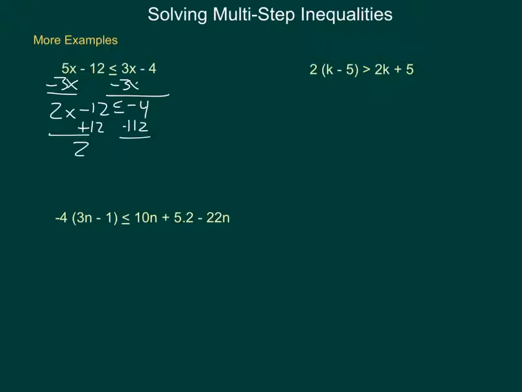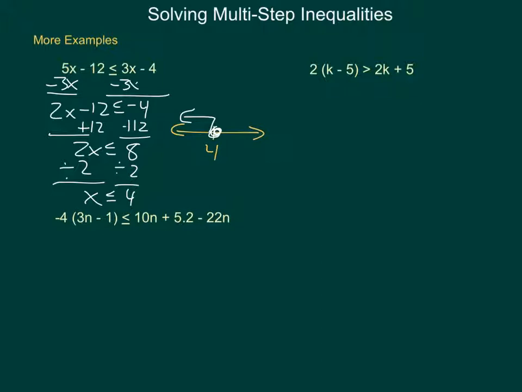And I get 2x is less than or equal to 8. Divide by 2. I have x is less than or equal to 4. So on my number line, make sure I have 4 on there. I'm going to use a filled in circle and moving to the left since we're less than.